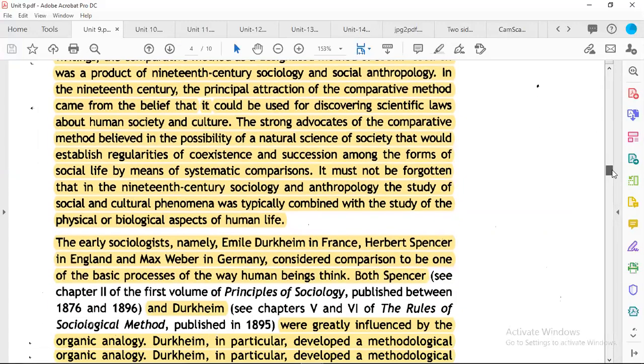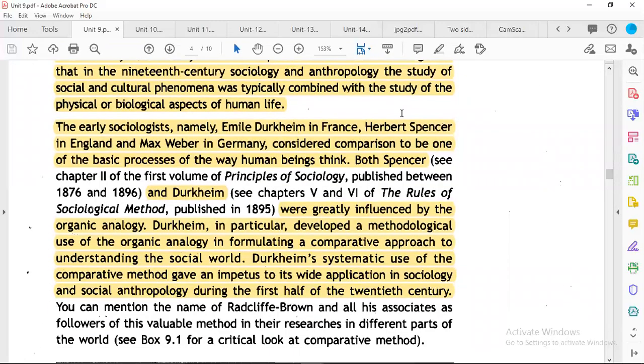The early sociologists, namely Emile Durkheim in France, Herbert Spencer in England, and Max Weber in Germany, considered comparison to be one of the basic processes of the way human beings think. According to them, only by comparing human behavior and human society can we understand the whole human world. That's why the comparative method remained a very vital part of their research methodology.